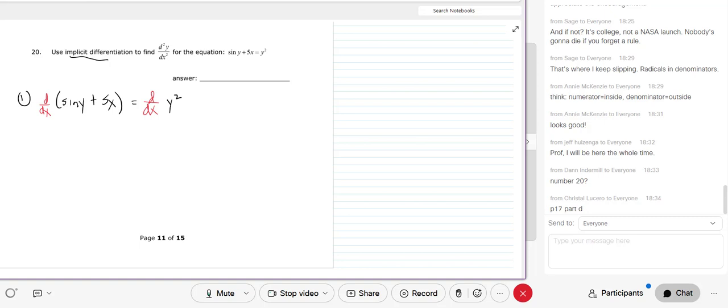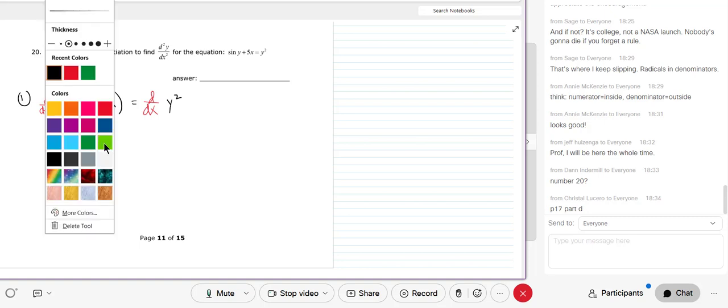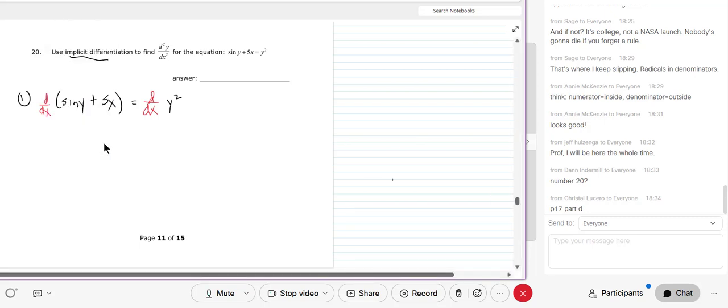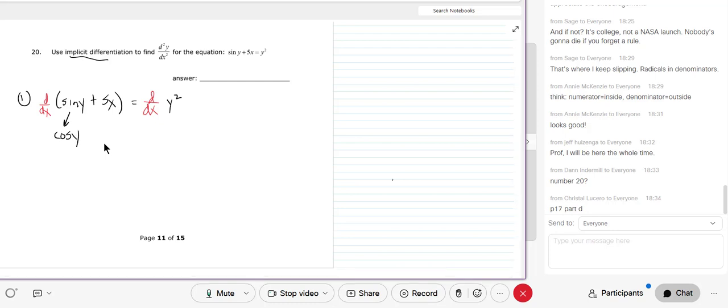The first thing you have to make sure you know how to do is this part. When we do the derivative of a sine, we know that's a cosine. But the variables don't match, so we have to multiply by dy over dx. You can't miss that part. The derivative of 5x is 5. The variables do match, so you're done with that piece. Then the derivative of y squared is 2y. Again, the variables don't match, so you have to multiply by dy over dx.